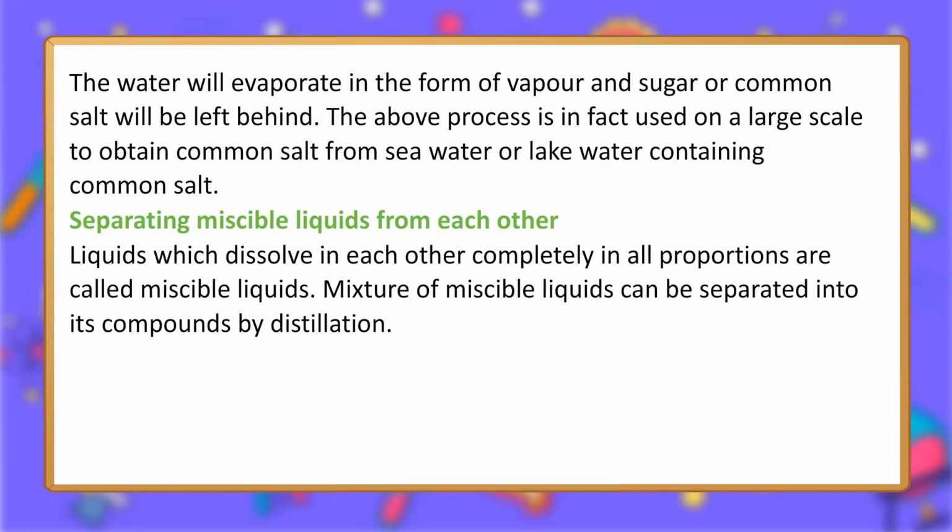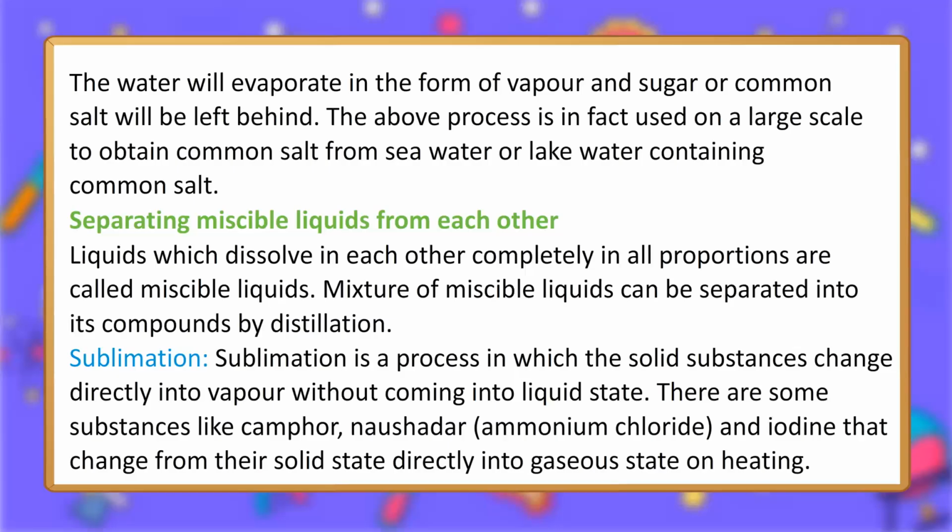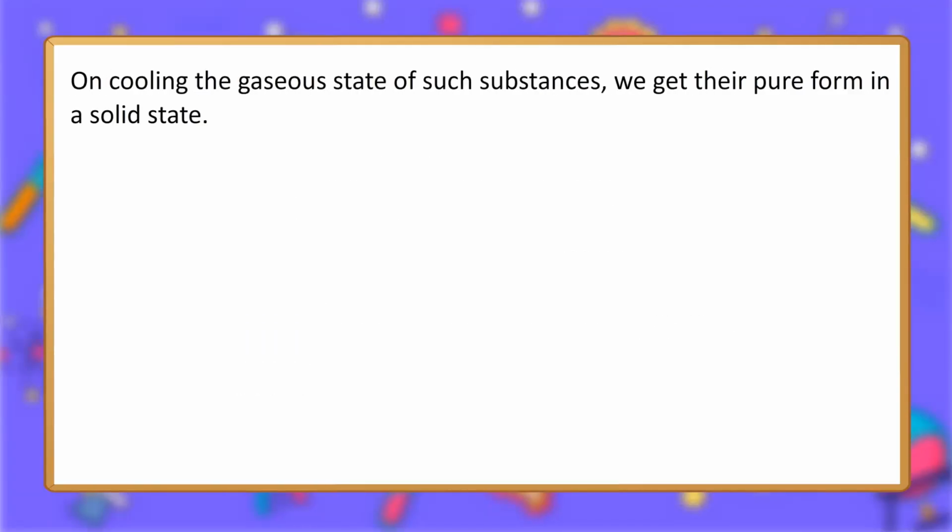Liquids which dissolve in each other completely in all proportions are called miscible liquids. A mixture of miscible liquids can be separated into its components by distillation. Sublimation. Sublimation is a process in which solid substances change directly into vapor without coming into the liquid state. There are some substances like camphor, naushadar, ammonium chloride, and iodine that change from their solid state directly into gaseous state on heating. On cooling the gaseous state of such substances, we get their pure form in a solid state.